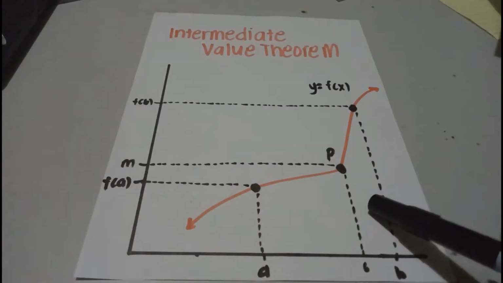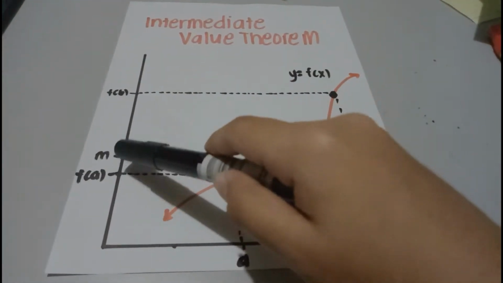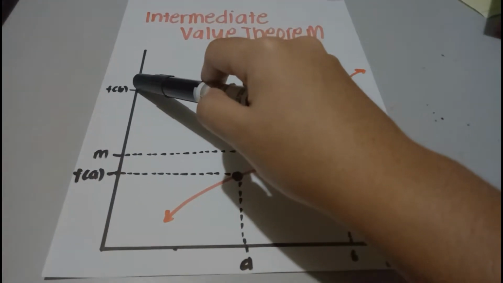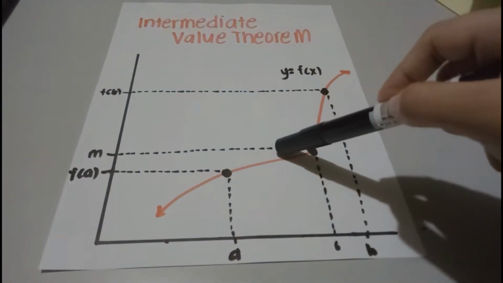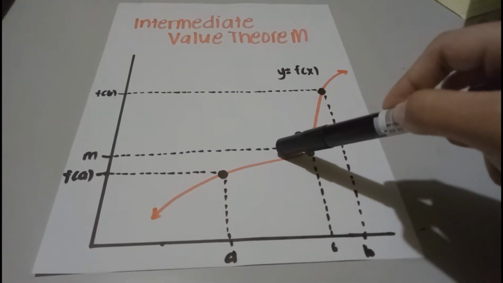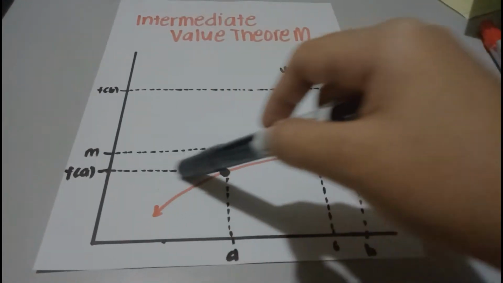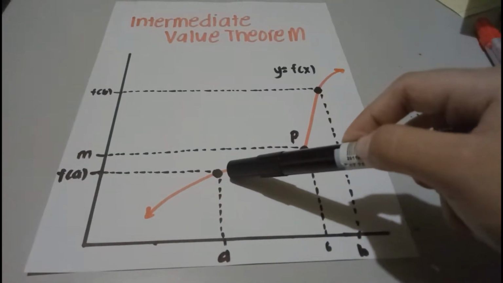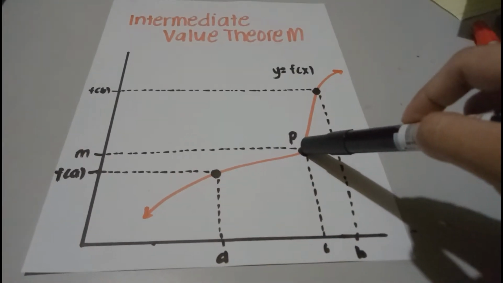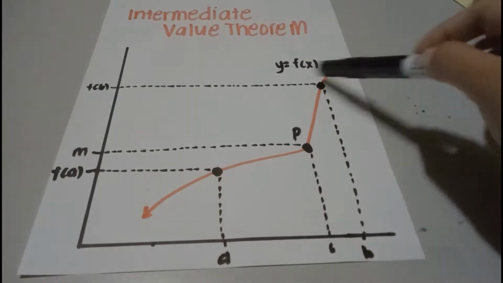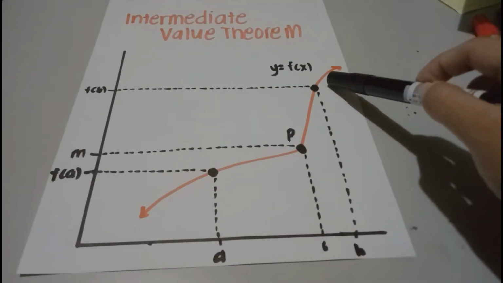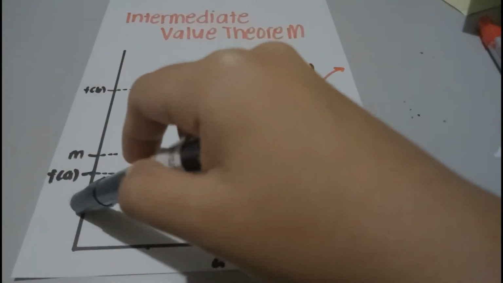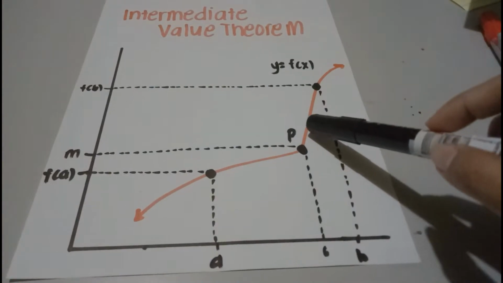Look at this graph as we consider the values of m between f of a and f of b. Imagine moving the dotted line for m up and down between the dotted lines of f of a and f of b. Correspondingly, the dot p will move along the thickened red curve between the points a, f of a, and b, f of b.